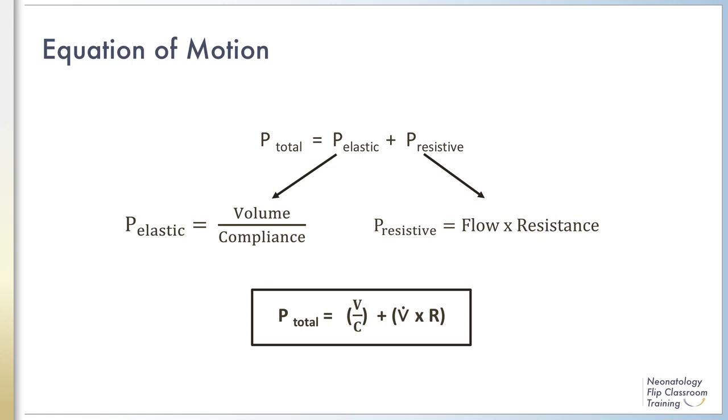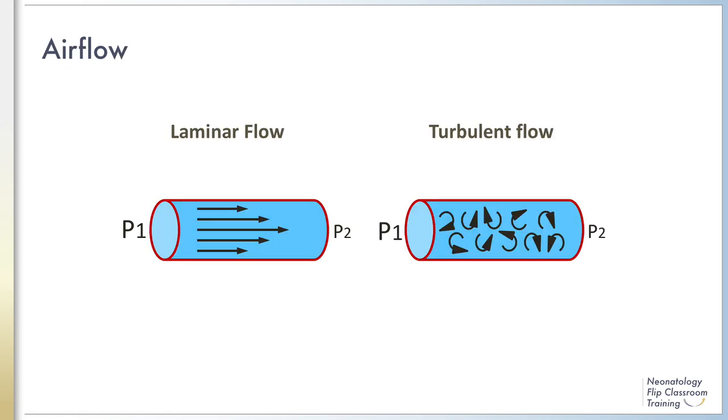The total pressure required for movement of gas from the atmosphere to the alveoli is equal to the sum of elastic and resistive pressures. This equation shows us that driving pressure is directly proportional to volume, flow, and resistance, and is inversely proportional to compliance. For air to flow through a tube, there must be a pressure differential from one side to the other. In other words, P1 must be greater than P2.